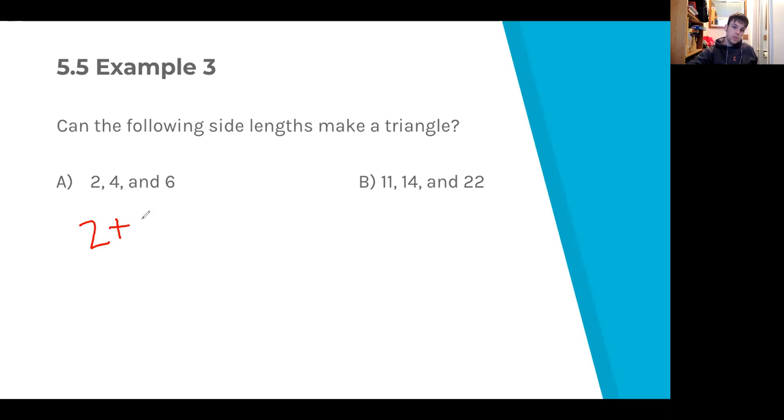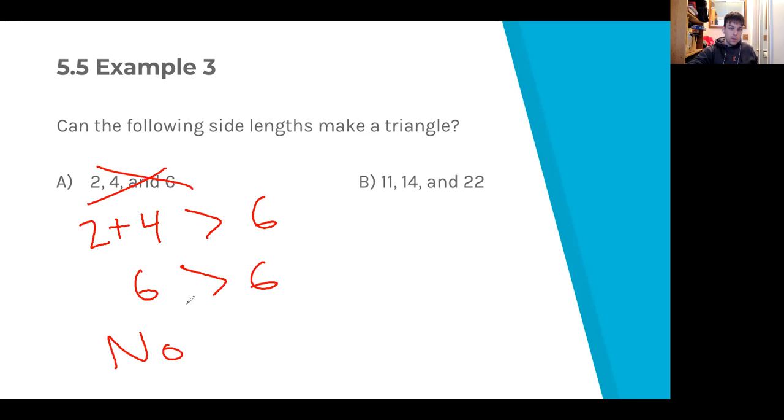Well, 2 plus 4 has to be greater than the third side, 6. This is not true. 6 is not greater than 6. So we cannot make a triangle with these side lengths. This is just a no. We cannot make a triangle.